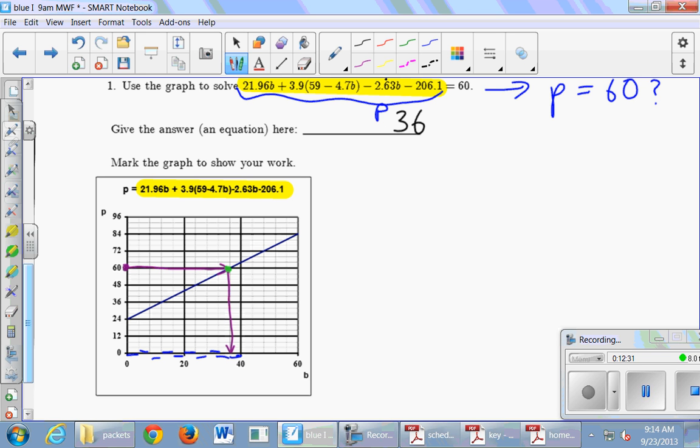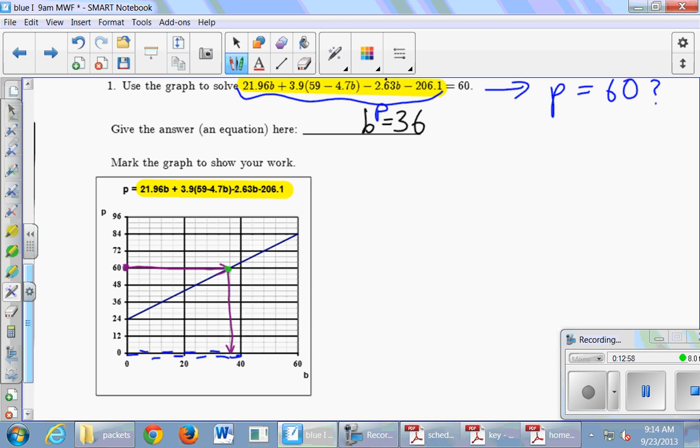But one little detail that I'm going to ask for. Yeah, I want an equation. And it even says give an equation here. It's not just this random floating 36, it is B equals 36. You'll know which one it is because if you look at the original equation again, there's no P in that equation. Oh yeah, that's the B down there.